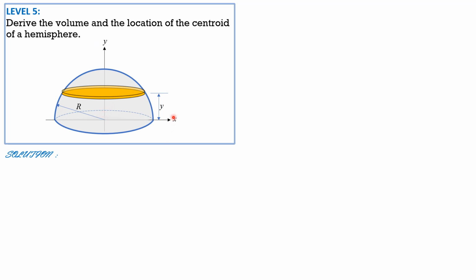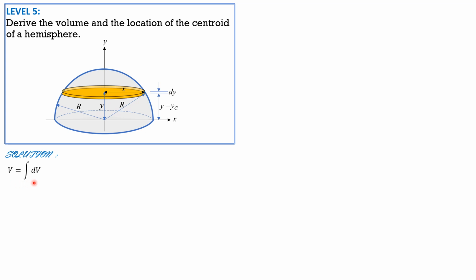So x bar is 0. That's why we only need y bar. So later on, y is just y sub c. The thickness of the strip is dy as shown, so the variable of integration is y. Therefore, volume is the integral of pi times the radius of the circle, x squared, or area of the circle, times thickness dy. So if this is y, then x squared equals r squared minus y squared by the Pythagorean theorem, or by the equation of a circle with center at the origin, x squared plus y squared equals r squared.